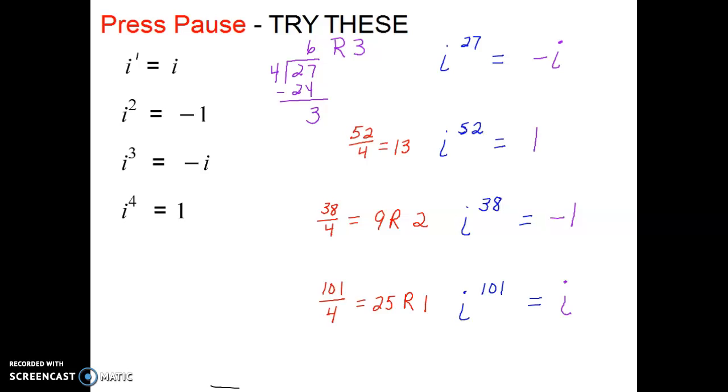And here's my solution for these 4. To the left of each one, I did show what the division is. In my second example, 52 is divisible by 4. So that one's the same thing as what i to the 4th would equal. And then I showed what my remainders are in the other 3 examples.